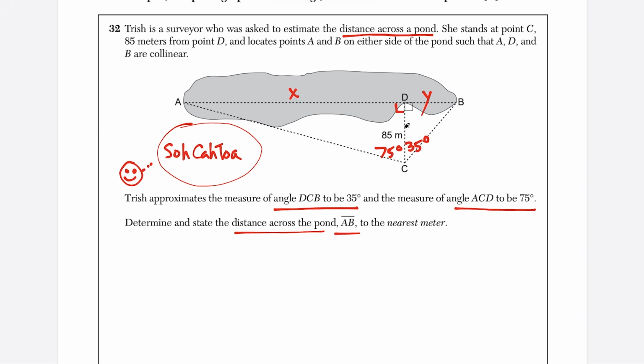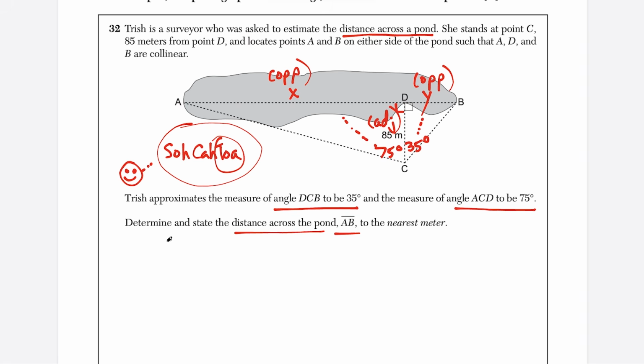So now we'll just go ahead and get started and think, if we want to find X, notice that X is opposite of the 75 degree angle. So this side is opposite, and the 85 meter side over here, the CD, this is adjacent to the 75 degree angle. So when you hear opposite and adjacent, you should be thinking of the tangent function. And then notice in this triangle over here that Y is opposite of the 35 degree angle, and 85 meters is adjacent to this 35 degree angle. So once again, we would be using the tangent function.